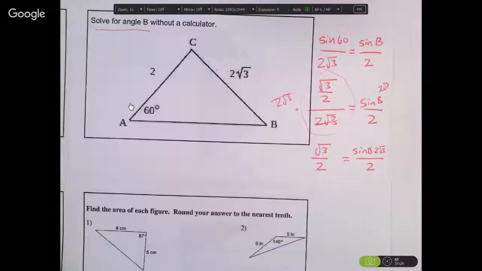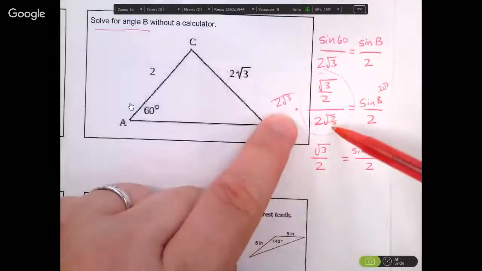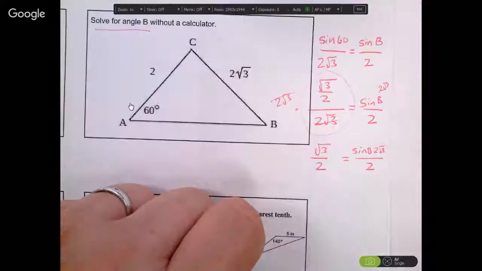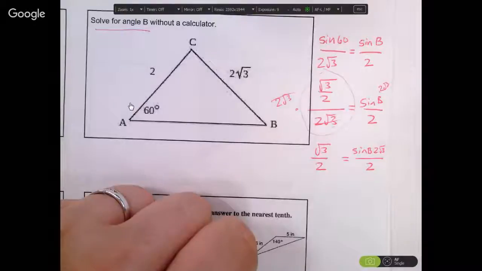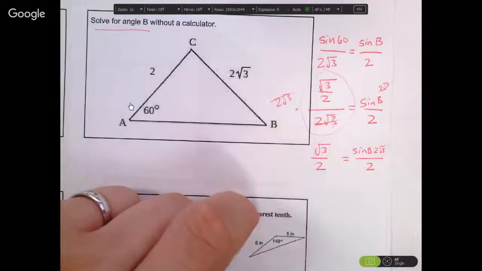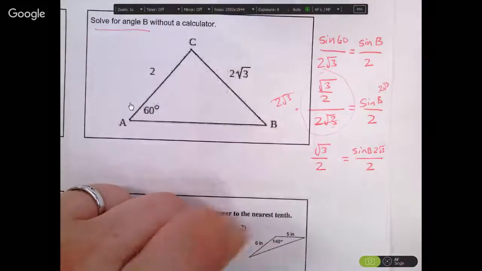Wait, so let me explain that again. He told me to multiply both sides by 2 radical 3. So it basically took that out and just put it up on the top here. And we could multiply both sides by 2 to make it 0. But it wouldn't be 0. I'm joking.